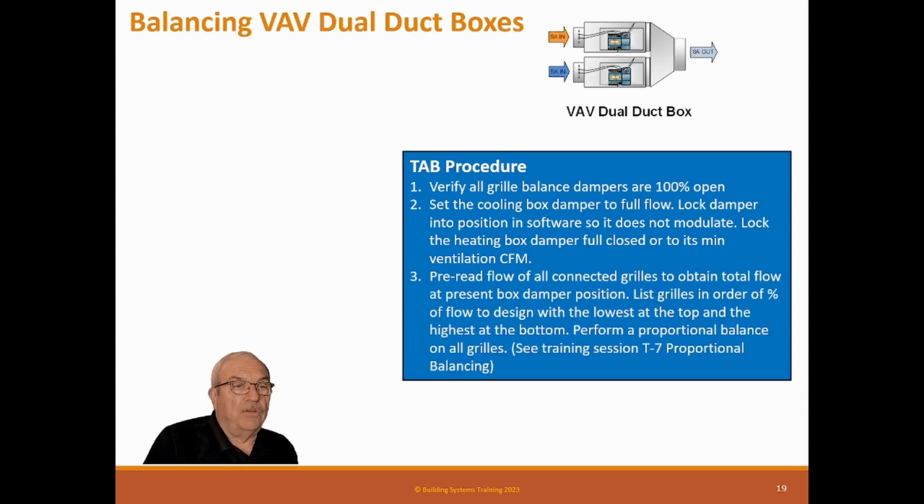So pre-read flows of all connected grills to obtain total flow at present box damper position. List grills in order of percent of flow to design with the lowest at the top and the highest at the bottom. Perform a proportional balance of the grills. So now you've proportional balanced the grills downstream of the box.